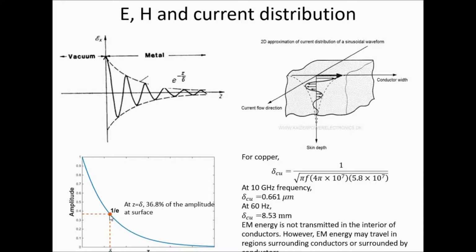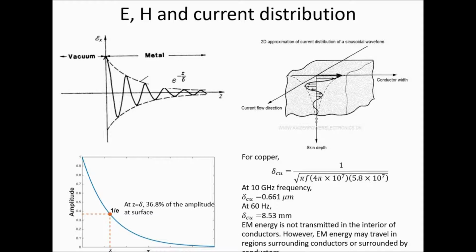So the skin depth is defined as the distance where the electric field, magnetic field or current magnitude is reduced to 36.8% of the initial value. That is called the skin depth.